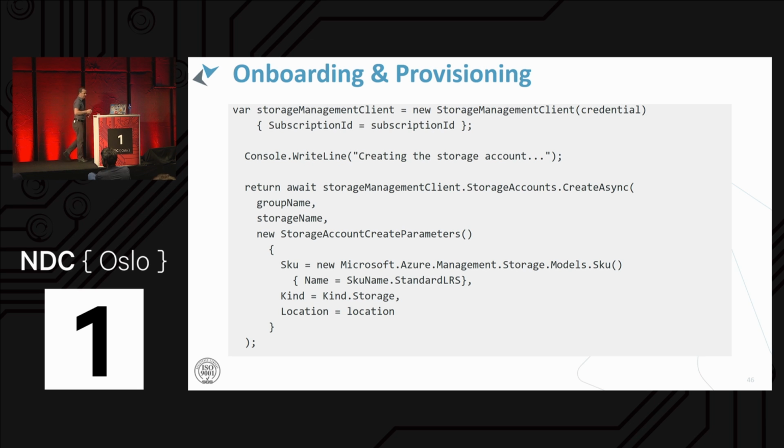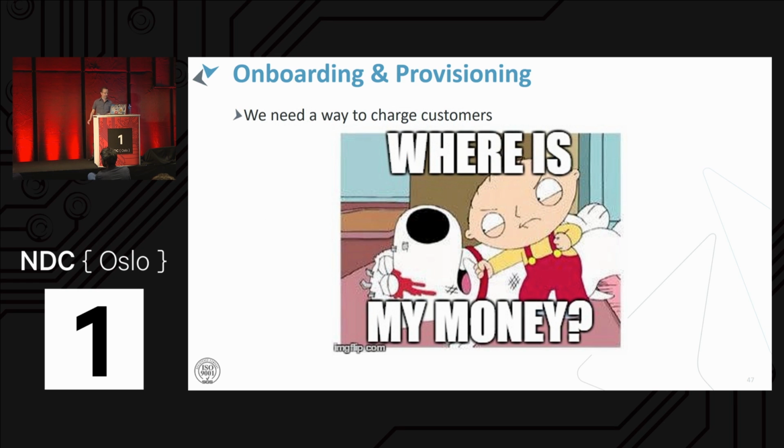So here we have some example code. For example, this is using the Azure ARM SDK to create a storage account, if you have a storage account per tenant. So we're creating a storage management client, calling storage accounts CreateAsync. And then we go and provision the required resources. This is behind the scenes. Now, obviously, you need a way to charge your customers. Again, billing is not specific to multi-tenant systems. It's a generic software as a service problem, but it's still something you need to keep in mind.